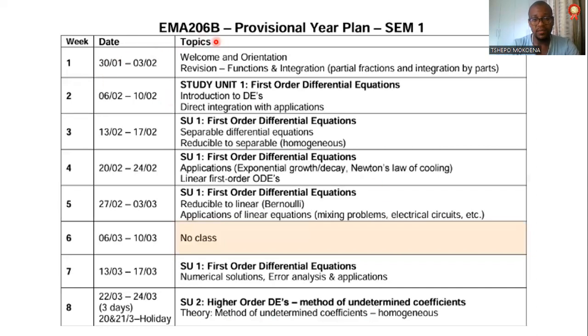Now, for week number 1, the first topics we need to focus on, I'm not going to talk about the welcome and orientation. We know that it's going to happen, and it has already happened in our class. We still need to do a revision on functions, integration, partial fractions, and integration by parts. That's what we did under Engineering Mathematics 1. We spoke about the partial fractions and we also did the integration by parts.